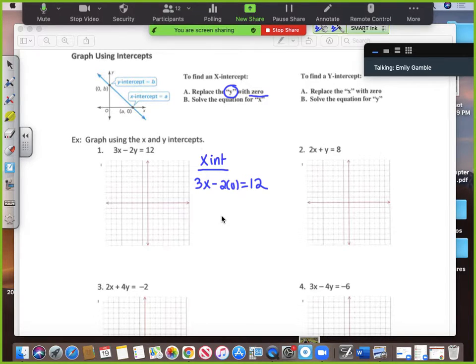When you take that and replace it with 0, what ends up happening is the entire thing goes away. Because 2 times 0 is just 0, and 3x minus 0 is just 3x. So the whole thing can be wiped out almost. Then you're left with just the equation 3x equals 12. To solve this, you just divide, and 12 divided by 3 is 4.